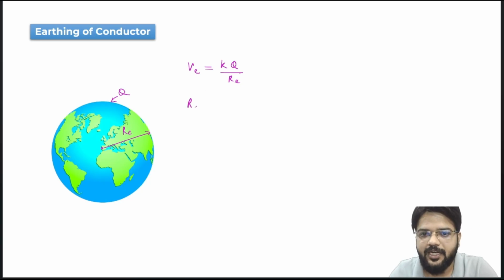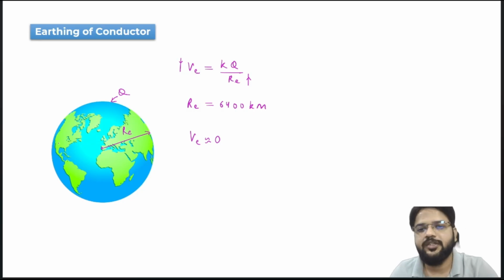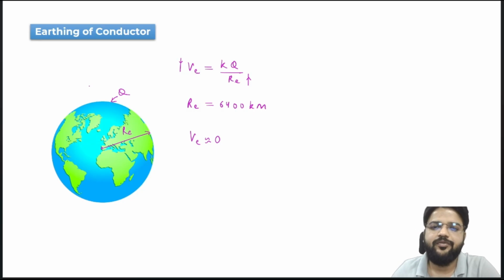We know that the radius of the earth is how much? It is 6400 kilometers. It is very large. So the radius of the earth is very large, that's why the potential is very small. So approximately the potential of the earth is 0, everyone. Approx potential of the earth is 0.